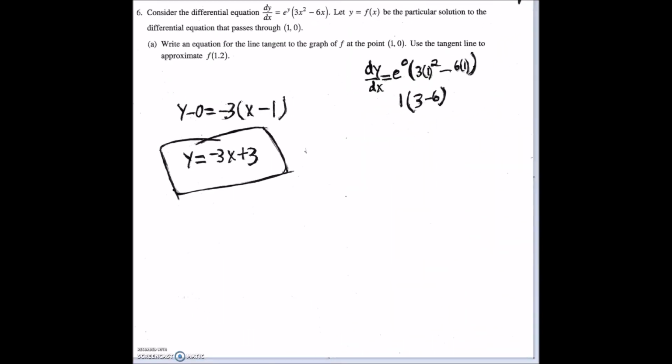The second student was awarded the first point for calculating the correct slope at the point (1, 0), but they plugged in incorrectly into the tangent line equation, giving them the wrong equation for the tangent line. And no points were awarded for the approximation of f(1.2). The third student was awarded the first 2 points for finding the correct slope at the point (1, 0) and finding the correct tangent line equation, but they weren't awarded the third point because they didn't plug in to find f(1.2).